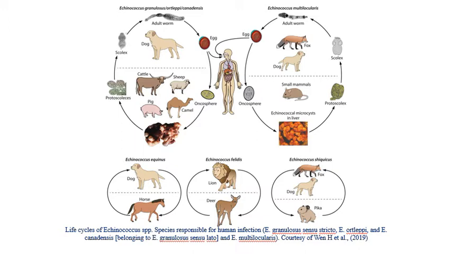Protoscoleces, the fertile forms of the parasite produced asexually by the metacestodes, are released into the hydatid fluid. When ingested by definitive hosts, the protoscoleces evaginate. The scoleces are aided by bile salts, and after attaching to the intestinal wall, they develop into mature egg-producing adult worms, and the life cycle is continuous.